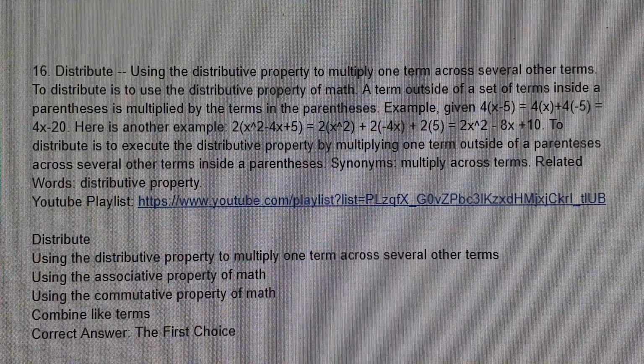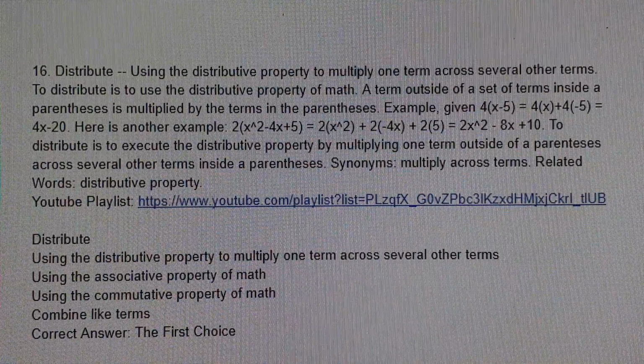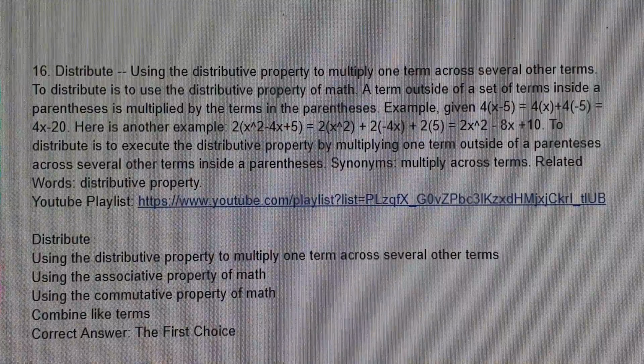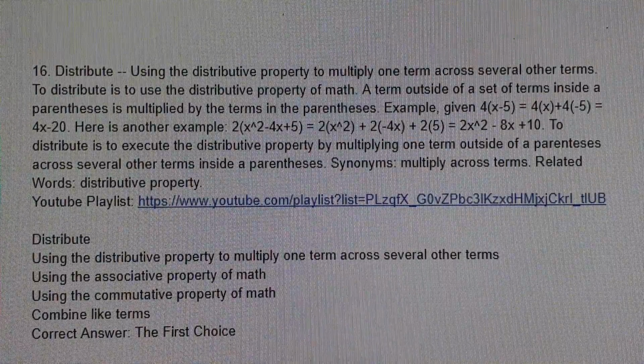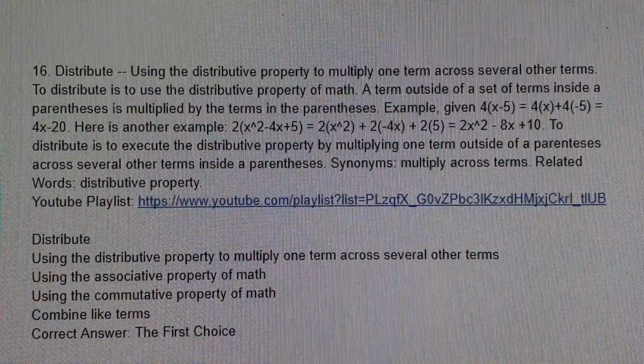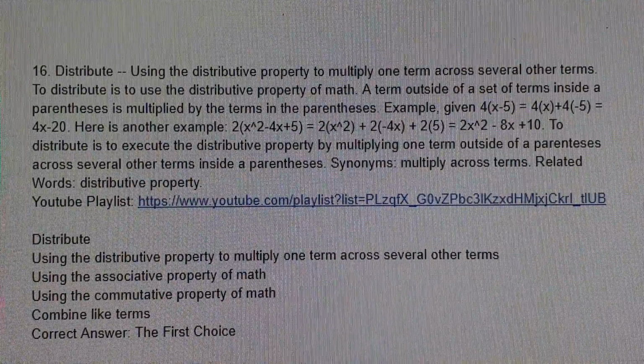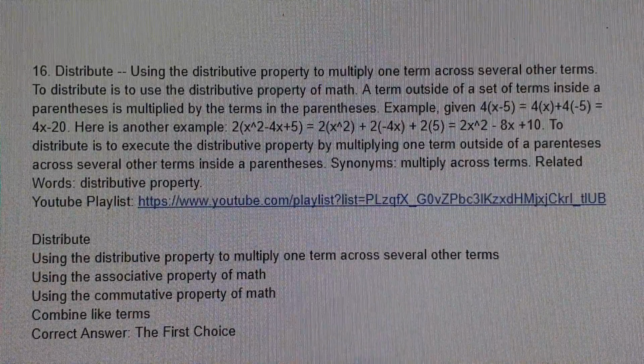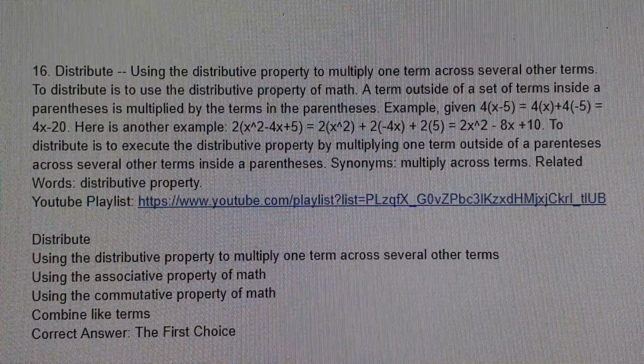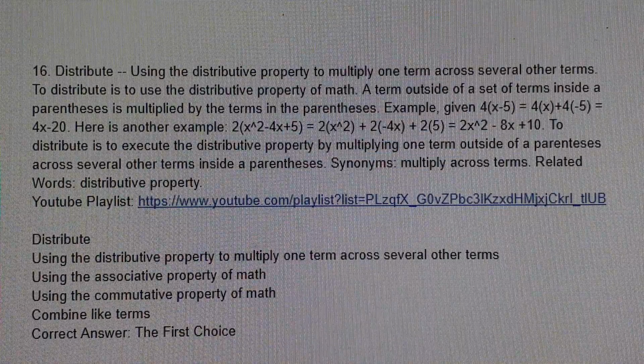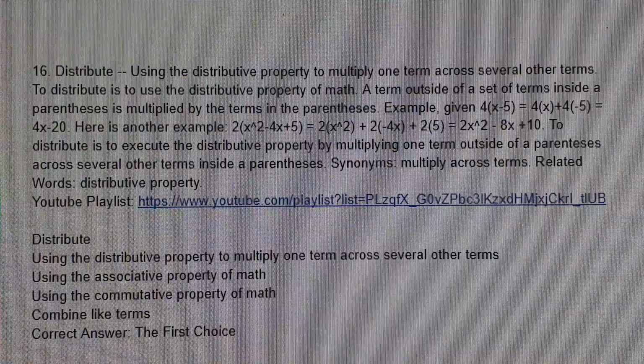Distribute. Using the distributive property to multiply one term across several other terms. To distribute is to use the distributive property of math. A term outside a set of terms inside a parentheses is multiplied by the terms in the parentheses.